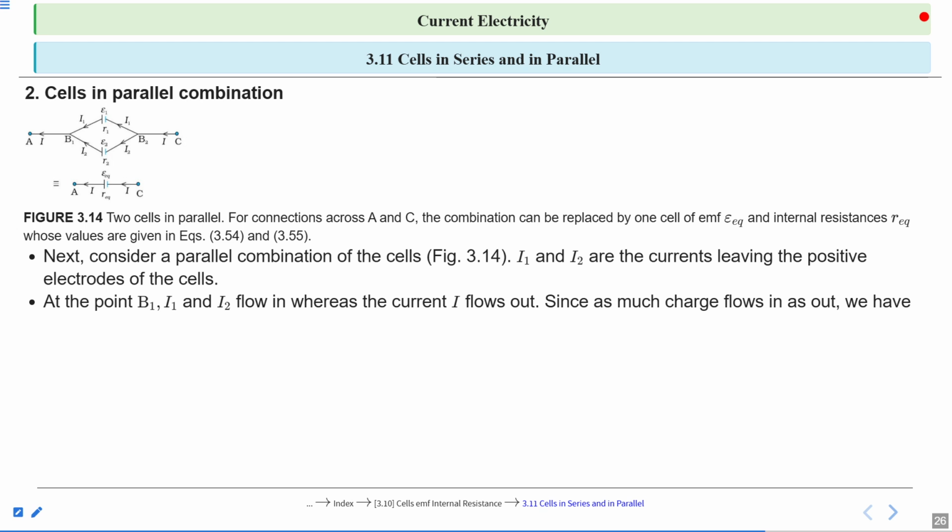The current I is divided across the two cells at B2, and this I1 plus I2 current is again combining at point B1. So at point B1, I1 and I2 flow in, whereas the current I flows out. Since as much charge flows in as out, I equals I1 plus I2, because I1 and I2 combine to make the current I, or we can say the current I is dividing into I1 plus I2. Mark it as equation 3.48.